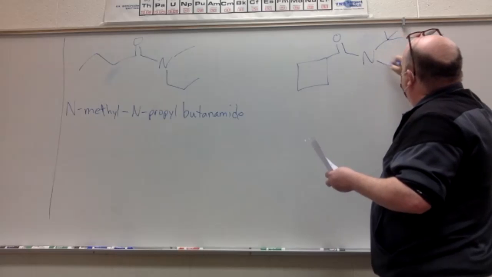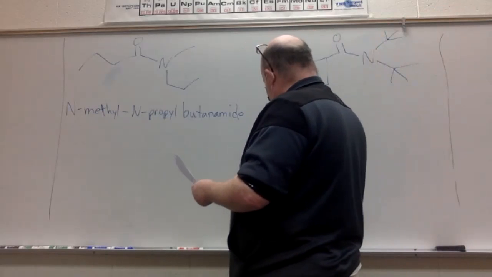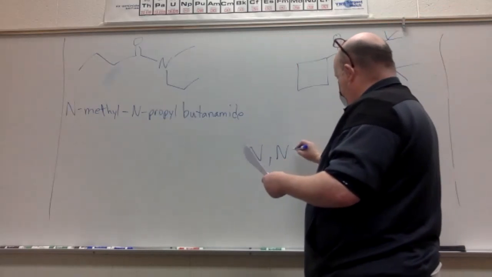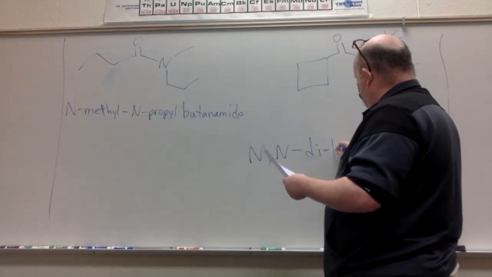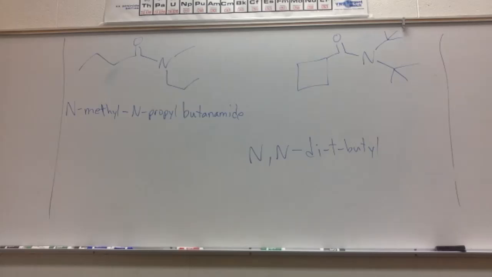Get creative with this one. One looks a little scary. All right, we got nitrogen, we have identical R groups. What are we going to do as far as the name? What's that? N, comma, N, di, tert-butyl. We have two tert-butyl groups, identical on the nitrogen, so we have to have two N's in di-tert-butyl. And then we're going to put the rest of our name here. I'm probably going to have to go down here because I'm running out of board space.